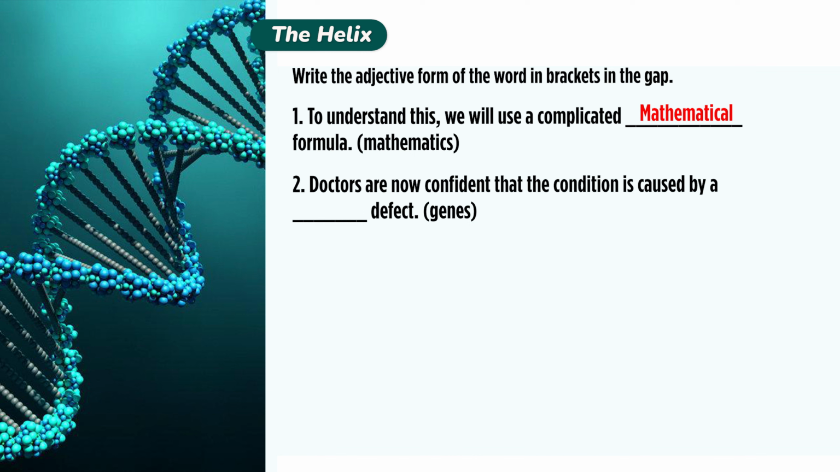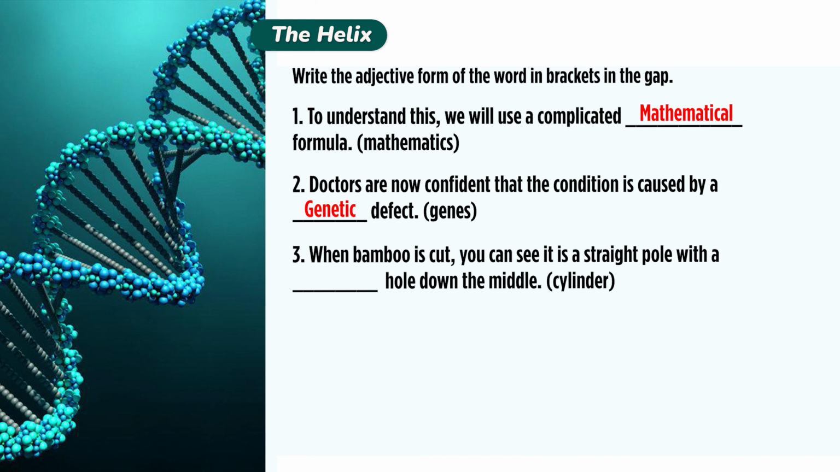Doctors are now confident that the condition is caused by a blank defect. Genes. The answer is genetic. When bamboo is cut, you can see it is a straight pole with a blank hole down the middle. Cylinder. The correct answer is cylindrical.